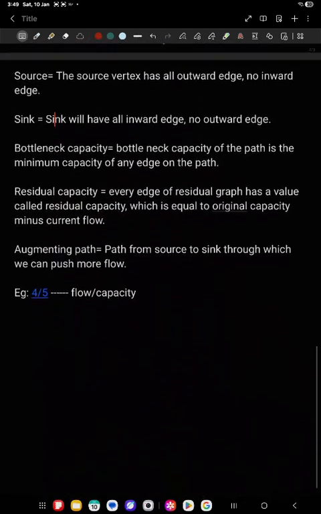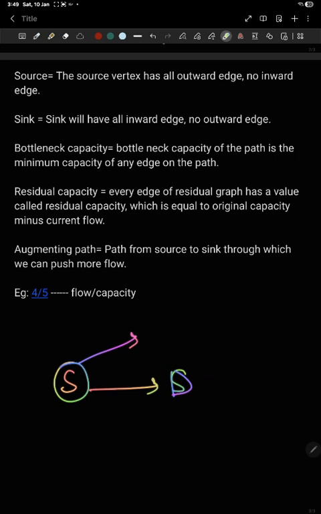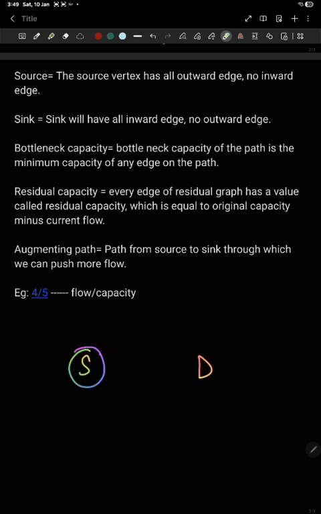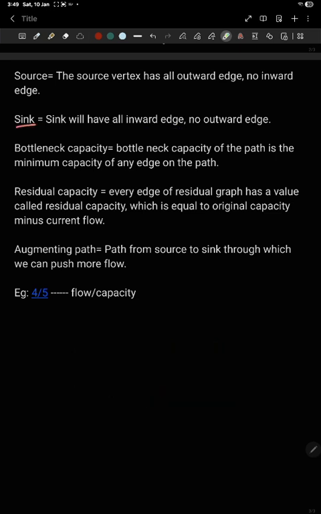Okay, so first of all, source. Now, this source vertex has all outward edges. For example, if this is the source, it should have all outward edges and no inward edge. And from source to sink, suppose the destination is the sink. This is the destination, this is the source. It would have everything as inward, all inward edges only. So the sink would have all inward edges and no outward edge.